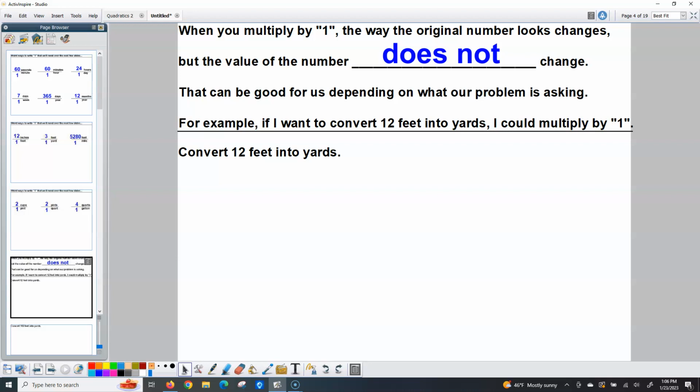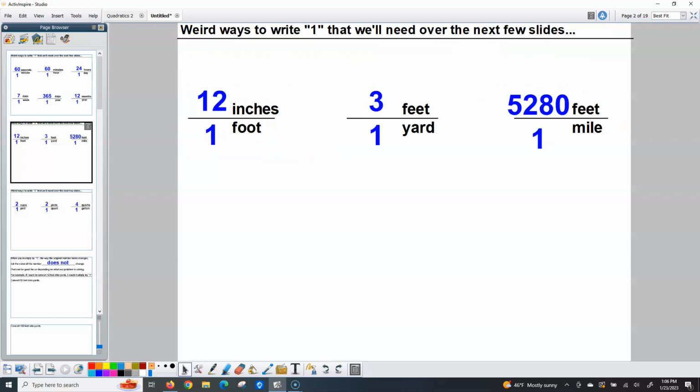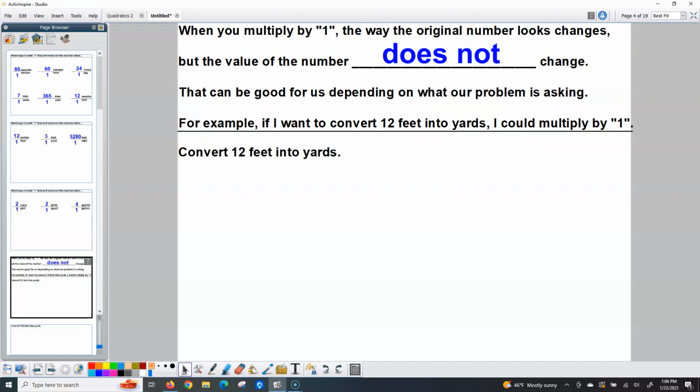And on each of these, I've said multiplying by 1 because that's all we're doing. We're multiplying by 1. Each of these fractions is equal to 1. If 12 inches is the same as 1 foot, that's something over itself, and that's equal to 1. So when I multiply by 1, the way the original number looks changes, but the value of that number does not change.